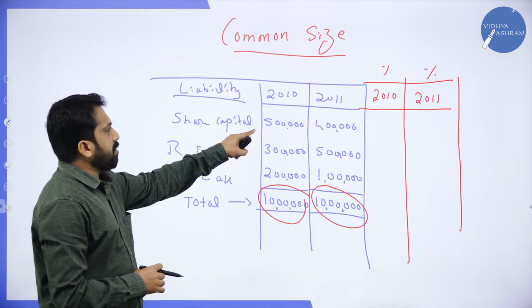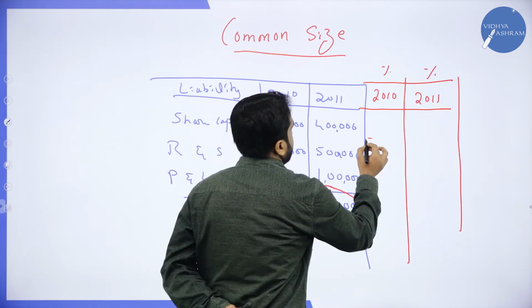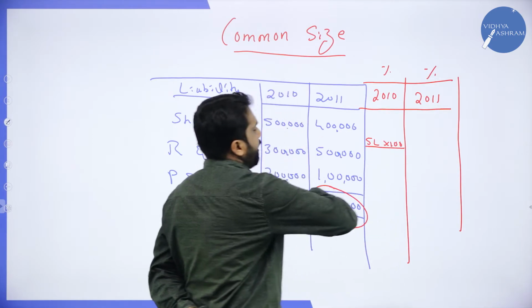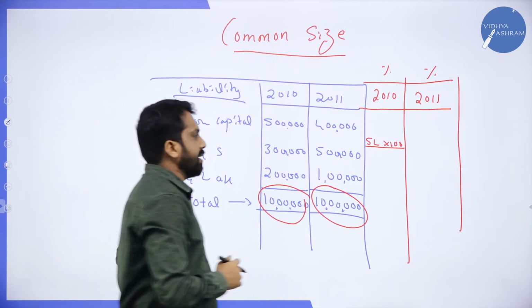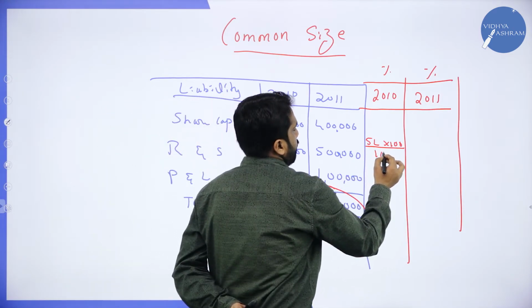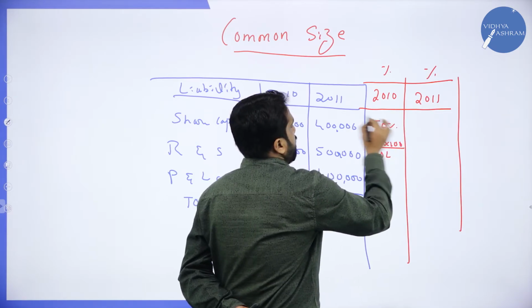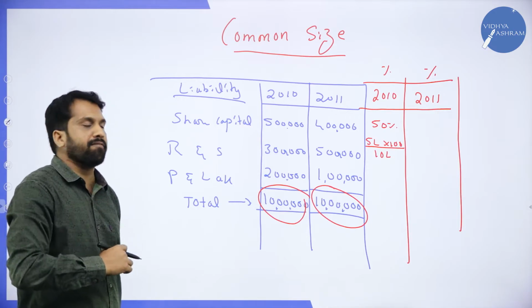Now, what is your first one? 5 lakh. Simple. Multiplied with 100 divided by, what is your total? Your total is 10 lakh. So your answer must be 50%. Clear? Your answer is 50%.